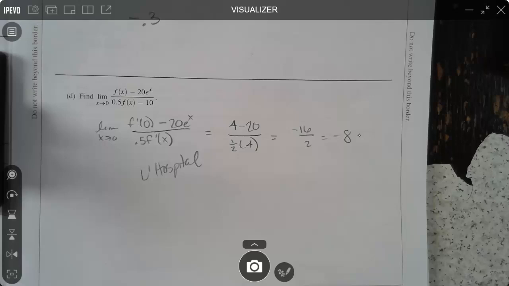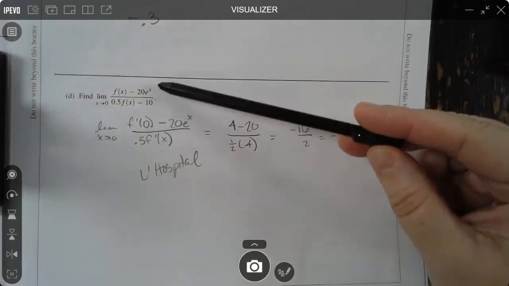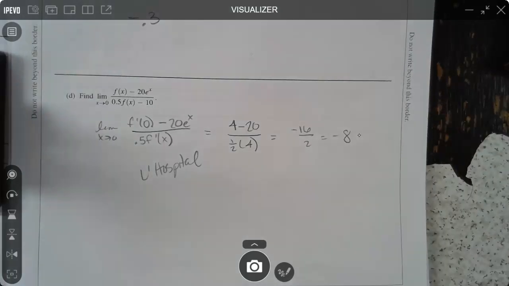Y'all were doing L'Hopital's, and I was so proud. If you plugged in 0, you found that it was 0 over 0. Remember, it has to be an indeterminate form to use L'Hopital, which is 0 over 0, and it was. So we did the derivative.